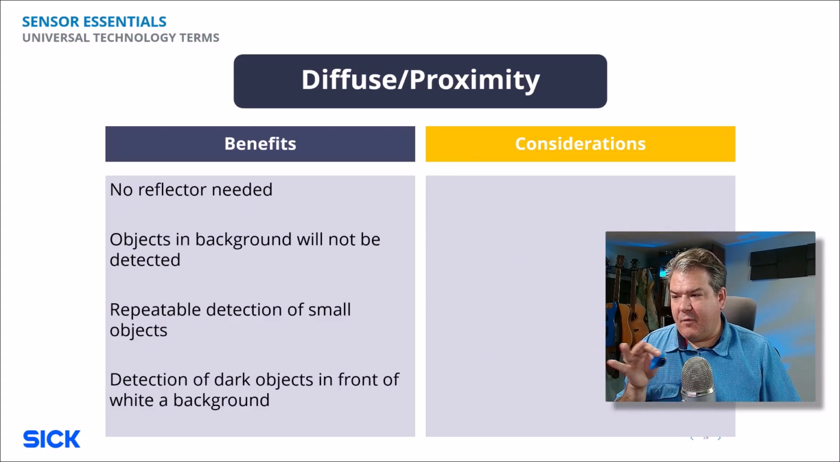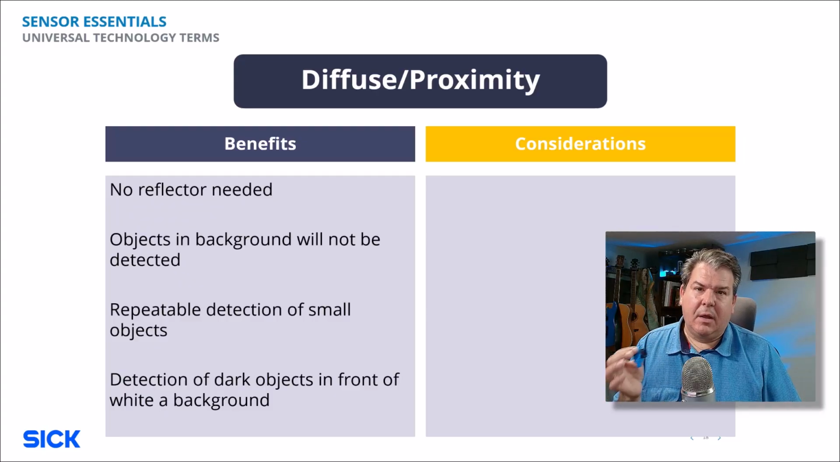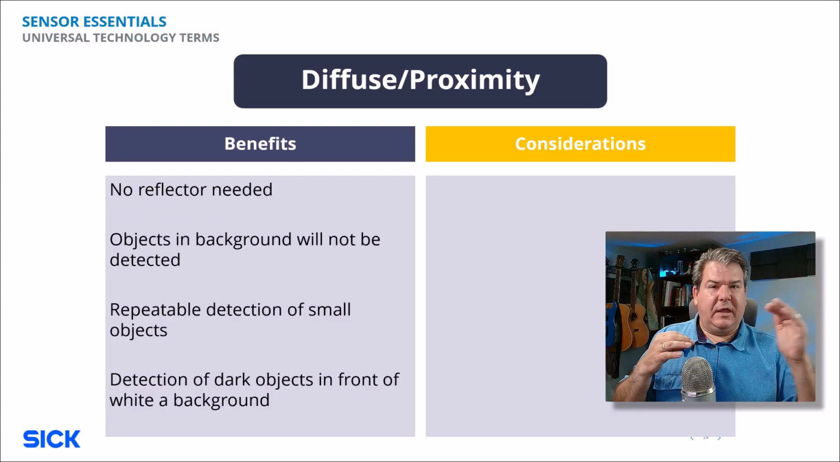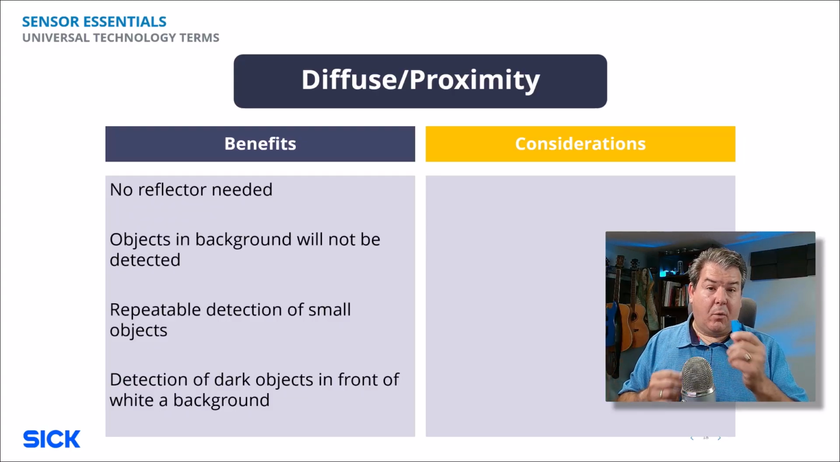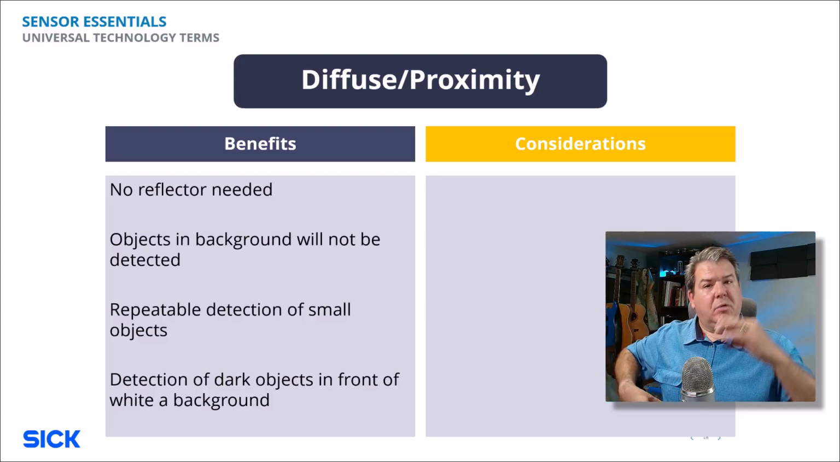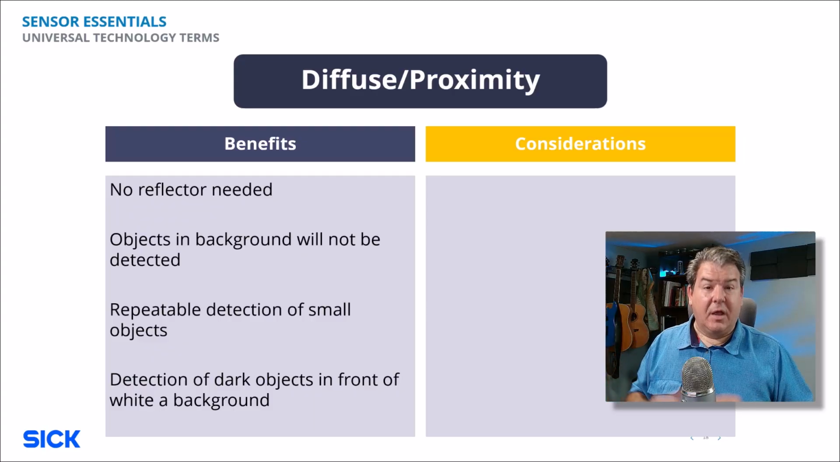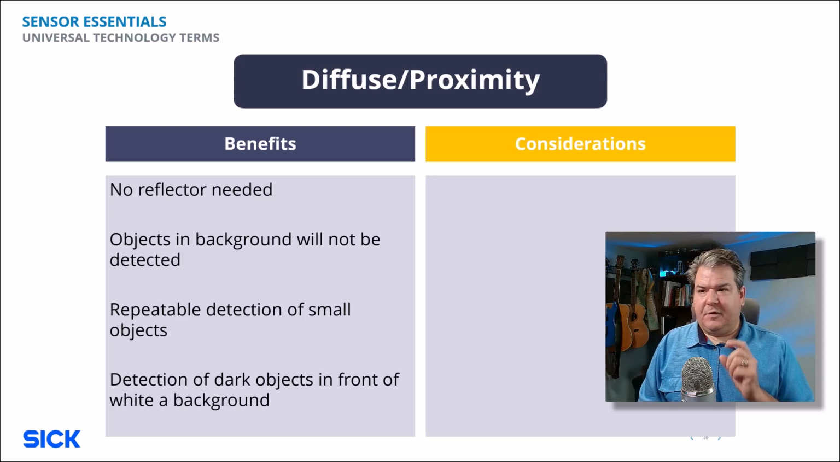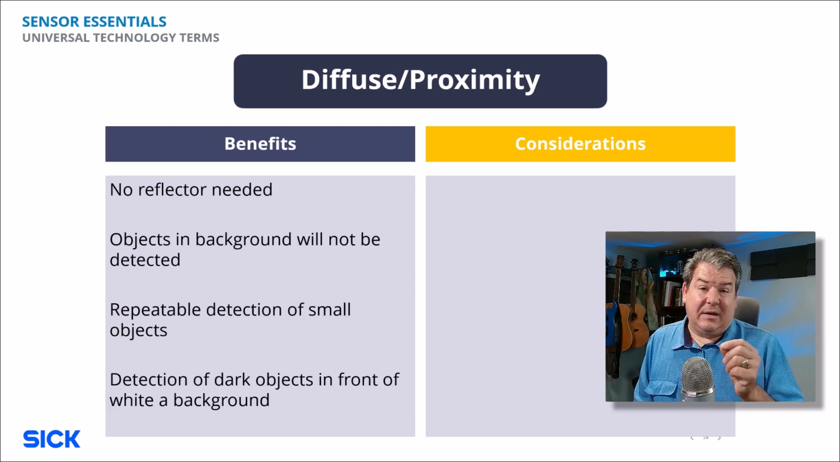And detection of dark objects, black objects in front of a white or shiny background. Those range in quality and value from the manufacturers. So a more expensive sensor will do a better job than a lower cost sensor, even from the same manufacturer. So those characteristic curves are very interesting to take a look at, as well as testing to see how well they work in your application.